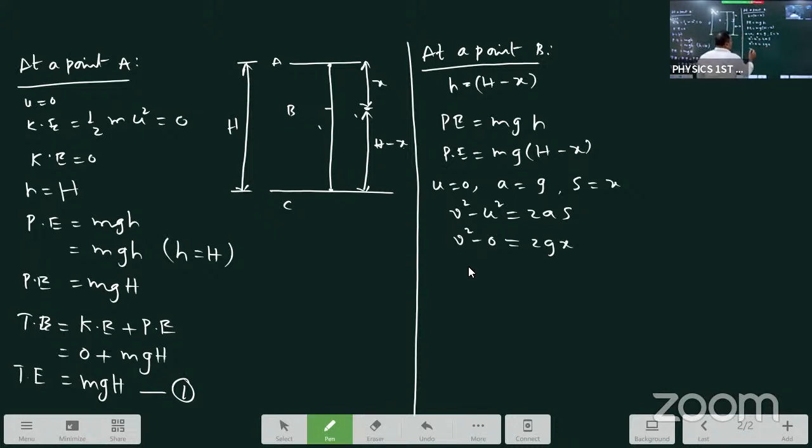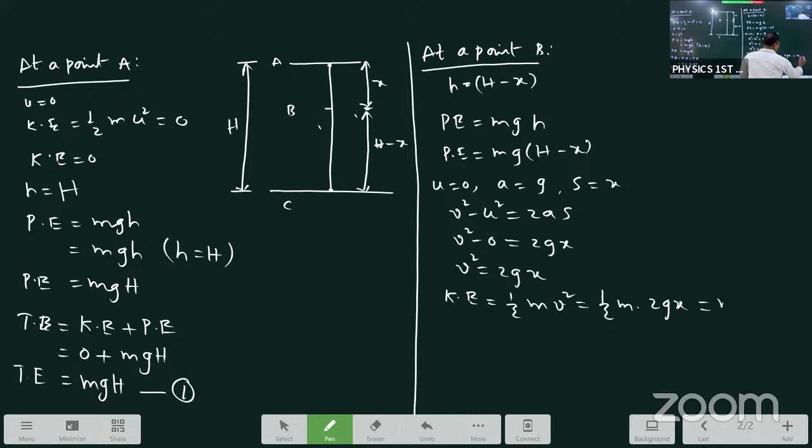So v square is equal to 2gx. Then kinetic energy is half mv square. That is half m, v square is 2gx, that is mgx. It is kinetic energy. I repeat this once again.